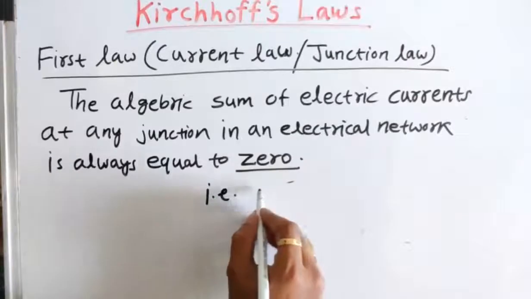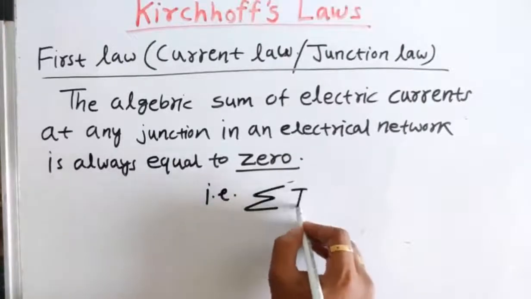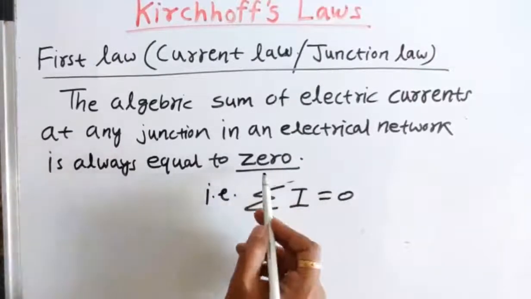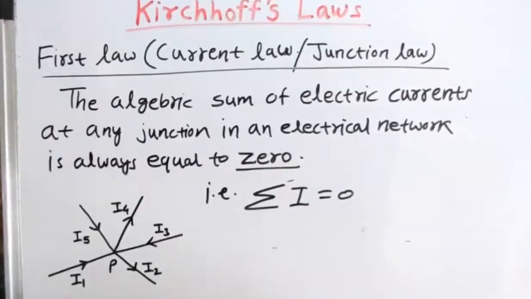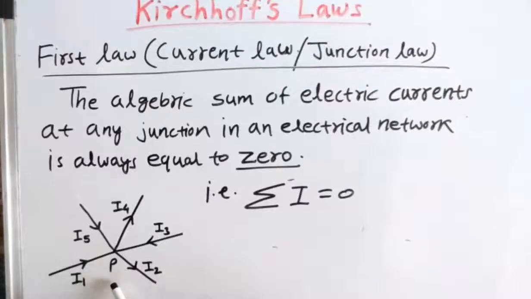That is, we can say that the summation of all the currents must be equal to 0, but where? At the junction. Here you can see we have considered a junction in a circuit, denoted by the letter P, and as we have discussed, a junction is any point in the circuit where current can split. You can see there are different branches carrying different currents. Some of the currents are approaching the junction, some are leaving the junction.